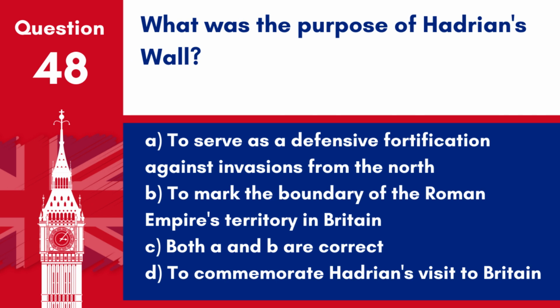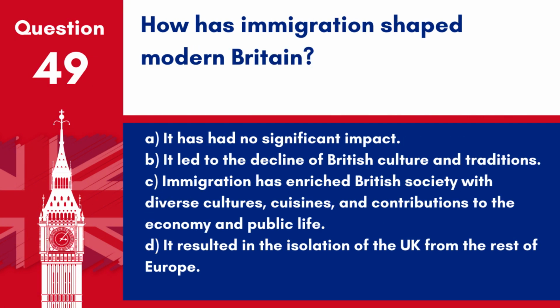Answer. C. Both A and B are correct. Hadrian's Wall was built by the Romans to defend against northern tribes and to mark the northern limit of their empire in Britain. Question 49. How has immigration shaped modern Britain?